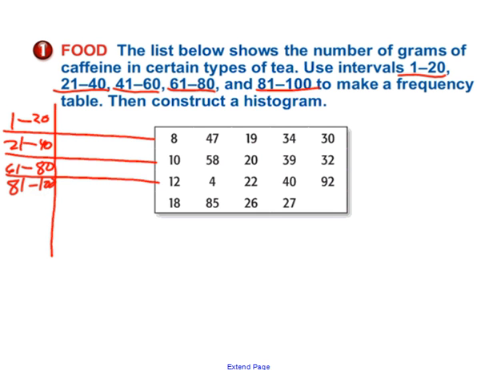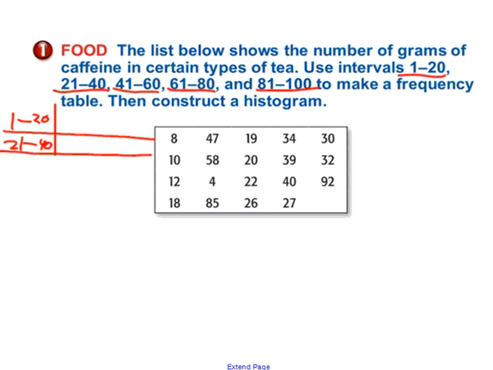No, I missed one. Let's redo that a little bit. I made a mistake here. Let's reconstruct our graph. I've got 21 to 40. Then the next one is 41 to 60. And 61 to 80. And 81 to 100. All right.